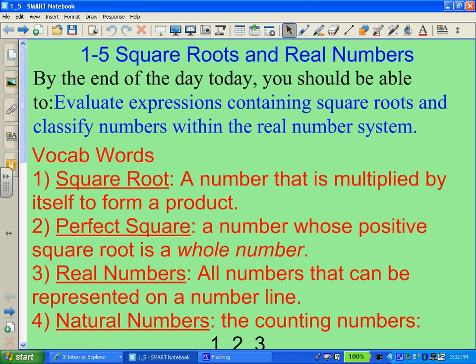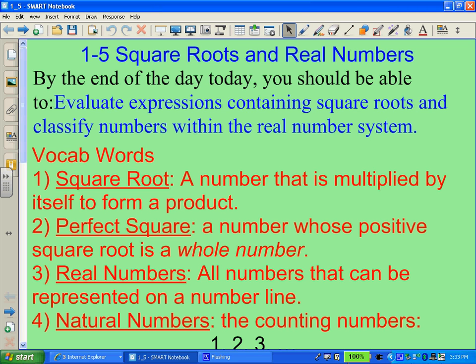We have a ton of vocab words today, so you better stretch out your hands and get ready to write for a little while. And as you write, I'll talk through these vocab words. This lesson is about 1-5, which is square roots and real numbers.